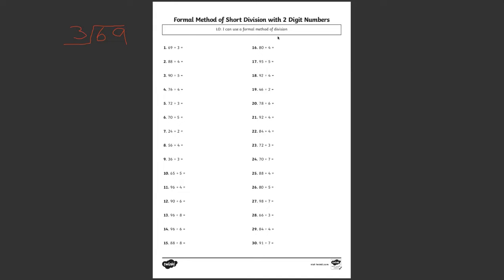So what we can do here, we know that this is our 3 times table. So we have 3 children and we are sharing 69 sweets. So we do 1 digit at a time. So we do 6 divided by 3. So 3 times something gives me 6. So I know that will be 2 because 3 times 2 equals 6.